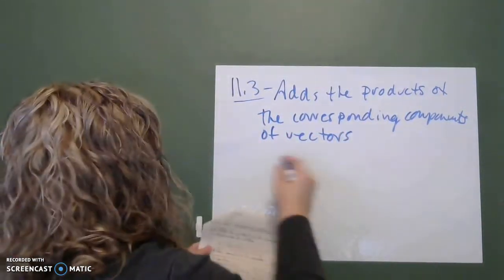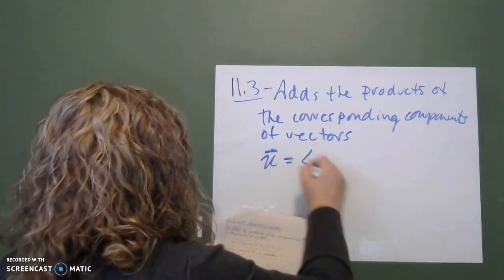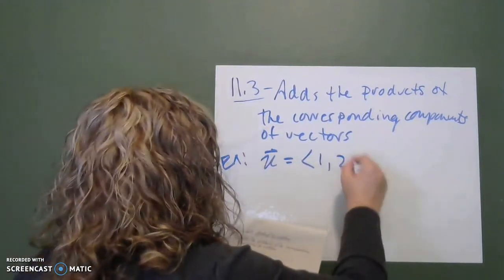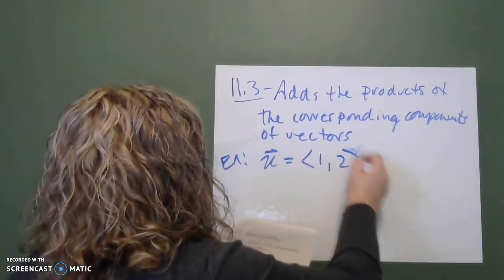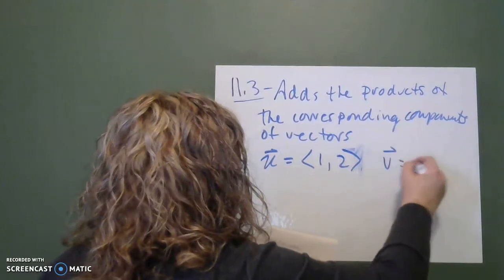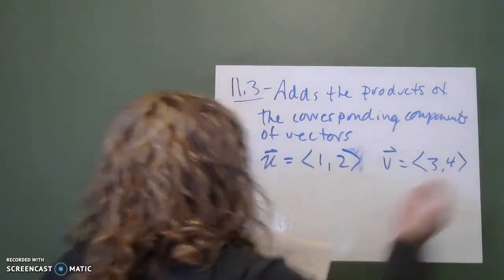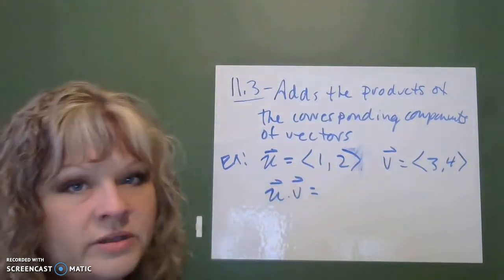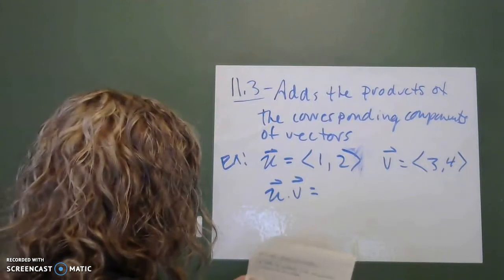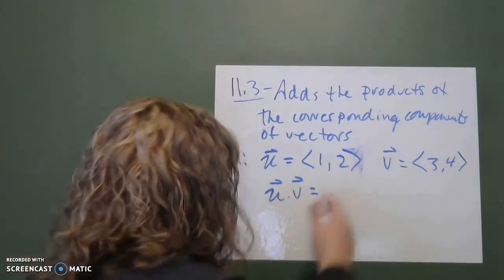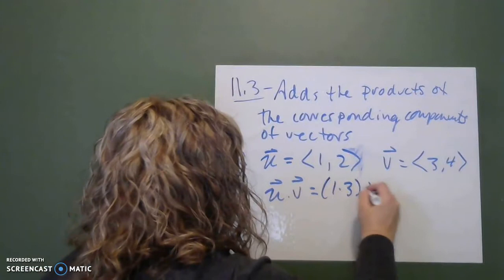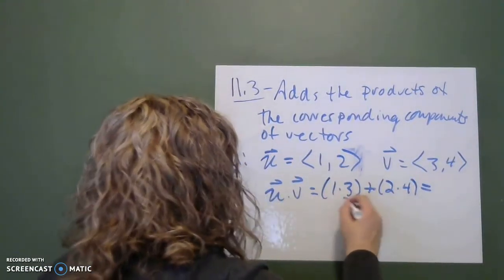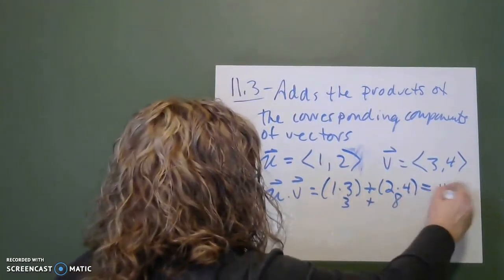So for example, if we've got u, that gives us something like 1, 2, and v that gives us something like 3, 4, then all we're doing to do the dot product of u and v is multiplying those respective components together. So just 1 times 3 plus 2 times 4. 1 times 3 is 3. 2 times 4 is 8. So our answer is 11.